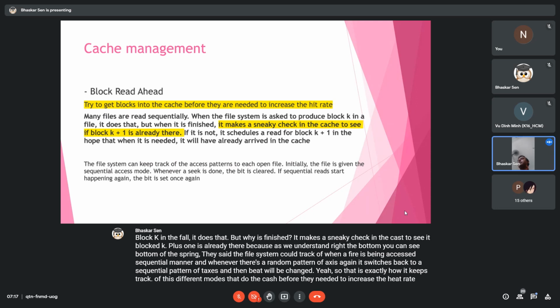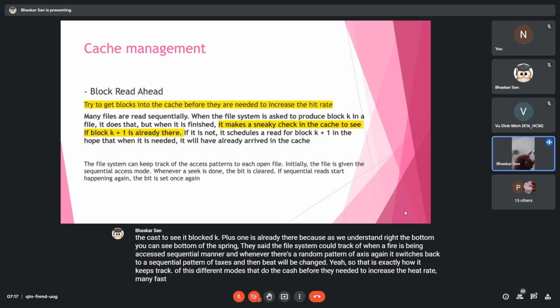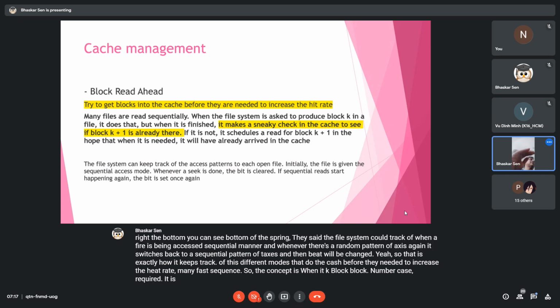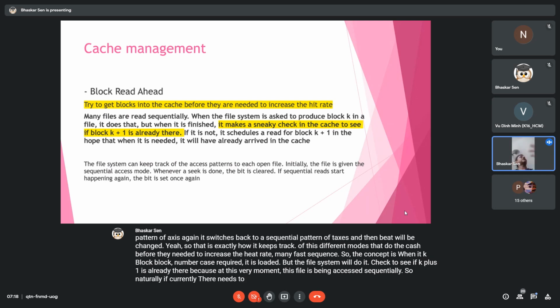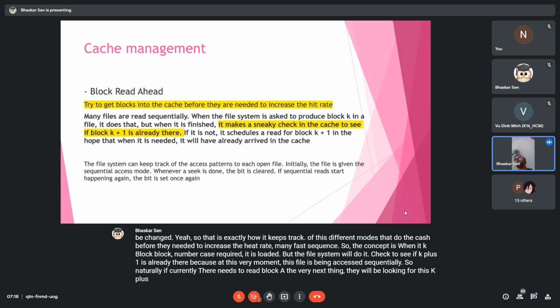Many files are read sequentially. So the concept is when block number K is required, it is loaded, but the file system will do a sneaky check to see if K plus 1 is already there, because at this very moment, this file is being accessed sequentially. So naturally, if currently they need to read block K, the very next thing they will be looking for is block K plus 1. It's quite obvious, right?